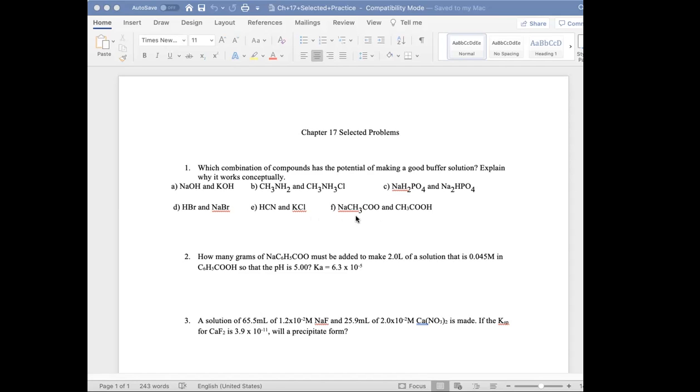So that's basically acetic acid. You have a salt of it and then the acid of it on the right. And it doesn't matter if it's on the left or right. Also, acetic acid is a weak acid. And NaCH3COO would turn into Na plus and CH3COO minus, aka the salt version of it. So that will make a good buffer.